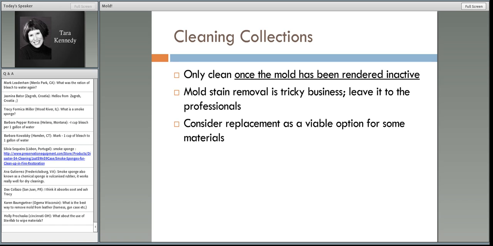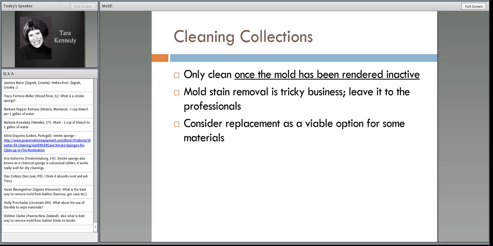Contact a professional paper conservator who will be able to help you with getting stain reduction, if that's really important, in terms of the mold out, in terms of mold staining. And consider replacement as a viable option for some materials. Not everything is necessarily one of a kind, especially if it's like a circulating library. Oftentimes you might be able to get a replacement copy, which might be cheaper than actually doing the recovery. It really just depends on your situation.